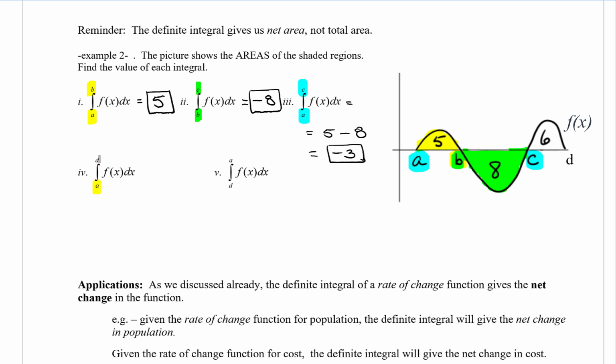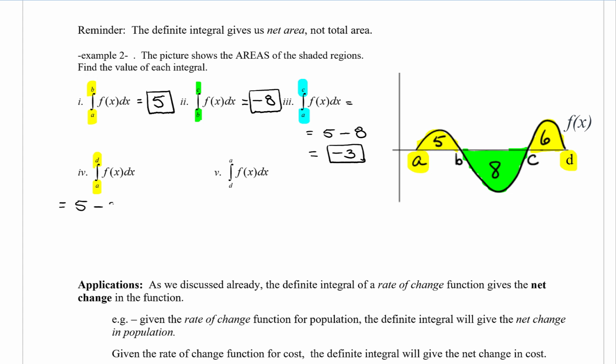Next example is the integral from a to d of f of x dx. I'm going to highlight those limits of integration in yellow, and I'm going to highlight the a and d on the x-axis here in yellow, and the area that says 6 that's bounded by the function and the x-axis between the intervals c and d in yellow as well.